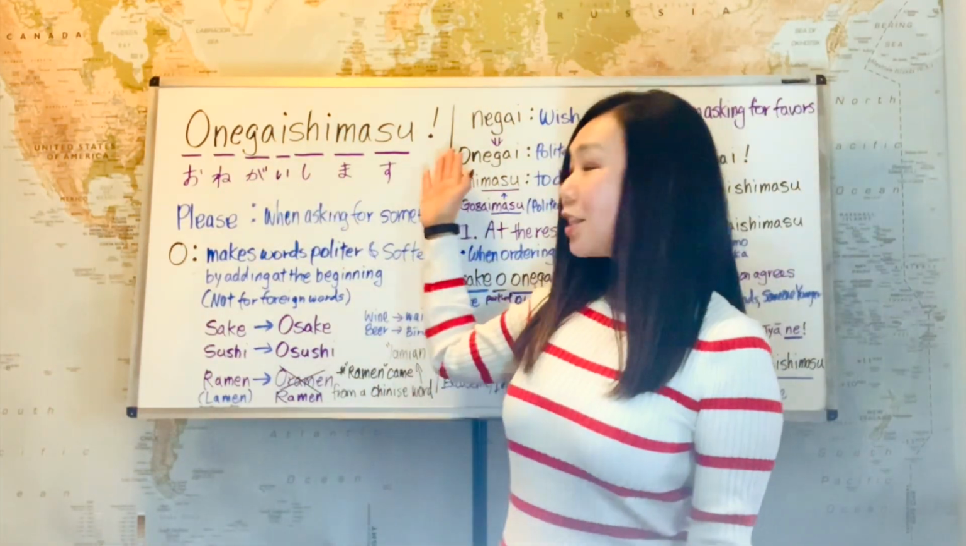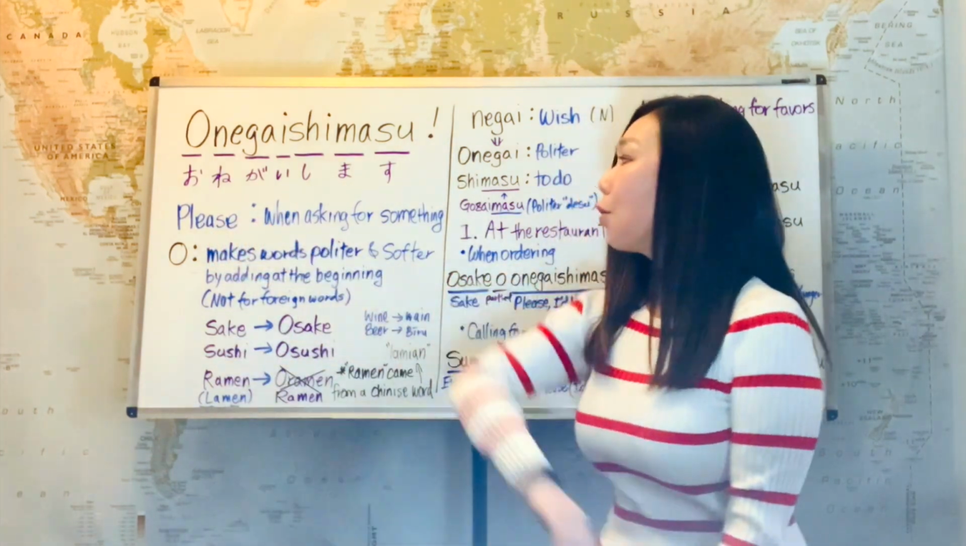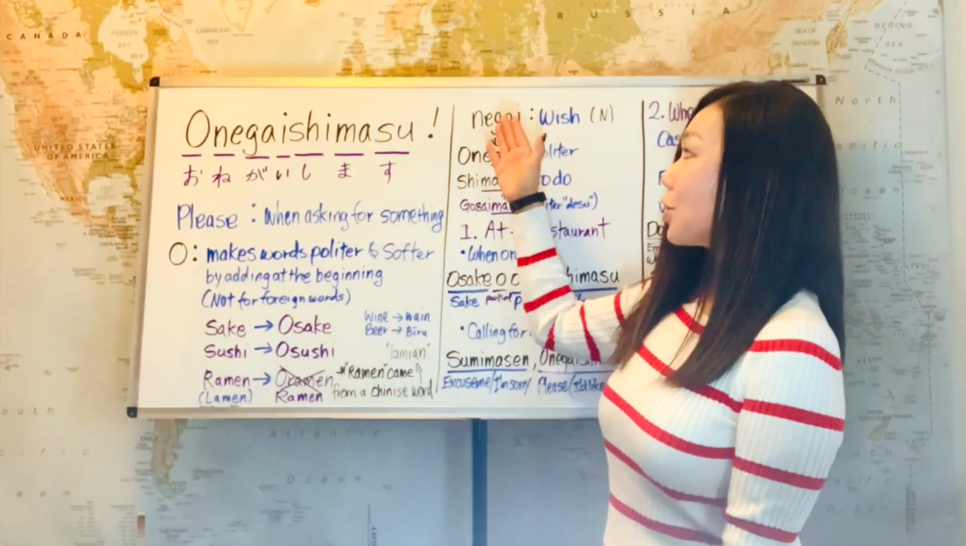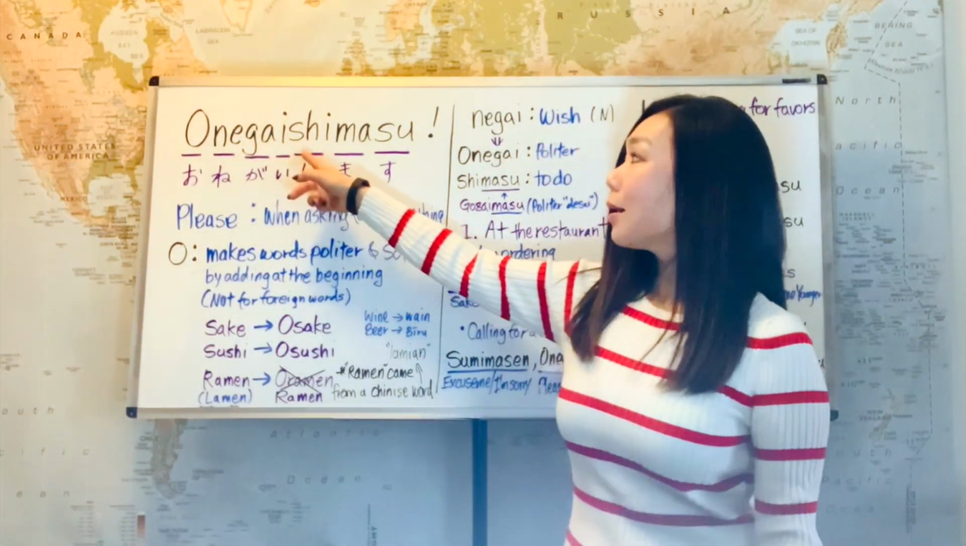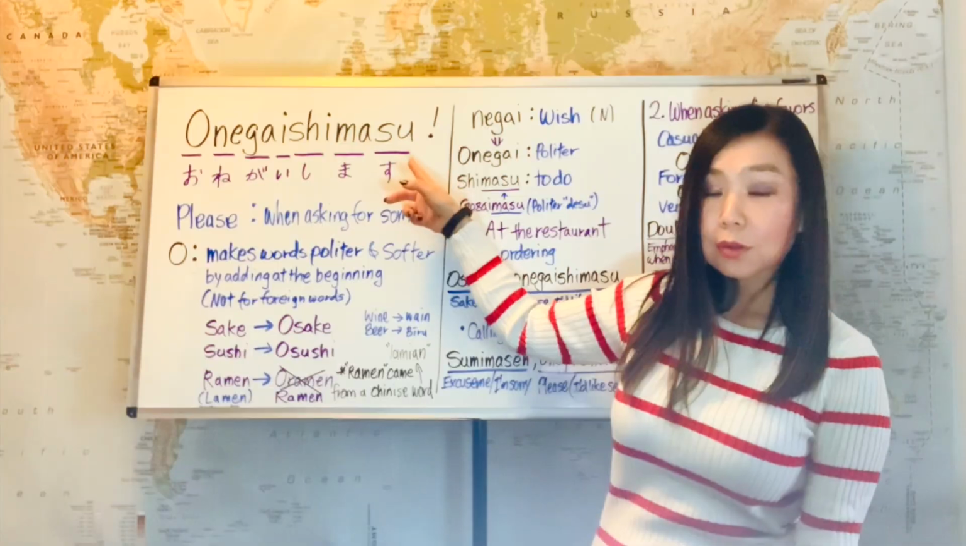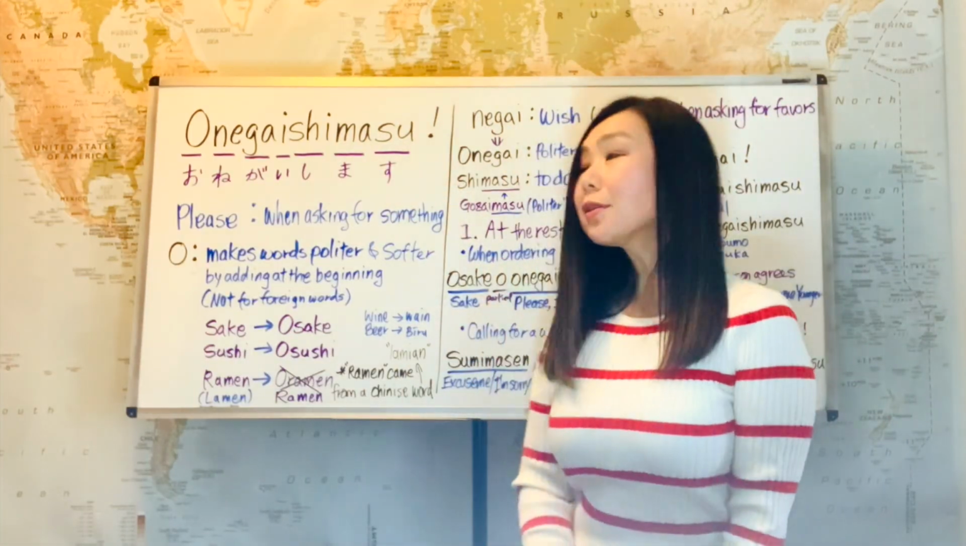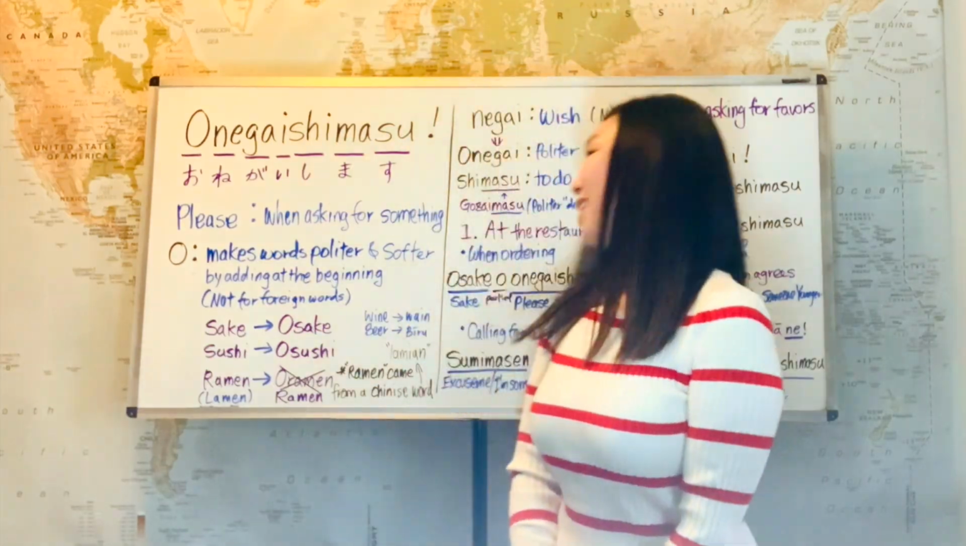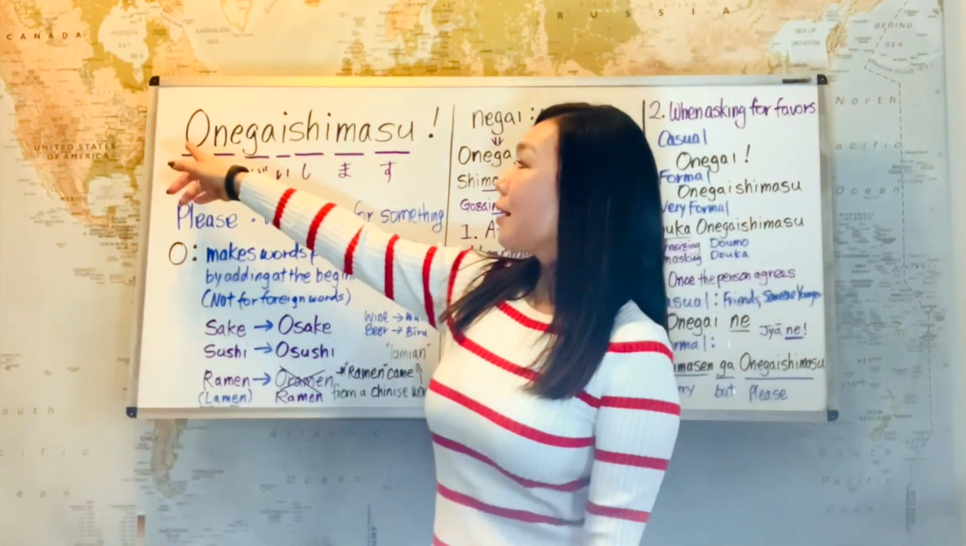So, Onegaishimasu, it means please when asking for something or a favor. And pronunciation, Onegaishimasu. So there are 7 characters and 7 sounds. Remember, Japanese is phonetic, right? And so now let's break it down.